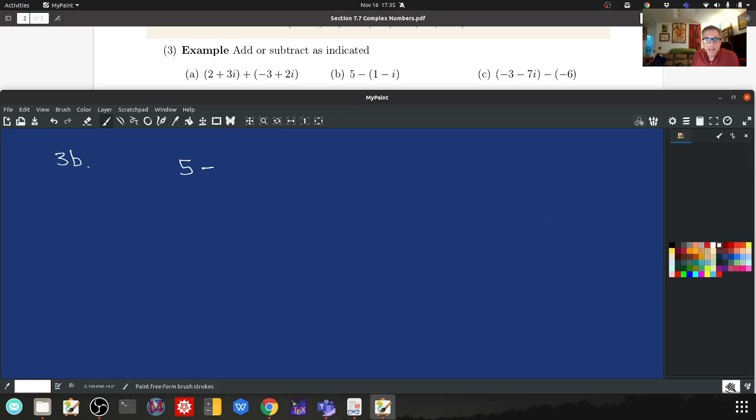Five minus 1 minus i. Just like anything else, we're going to simplify this. This is 5. Minus 1 times 1 is minus 1. Minus times minus is plus. So that's equal to 5 minus 1, which is 4.